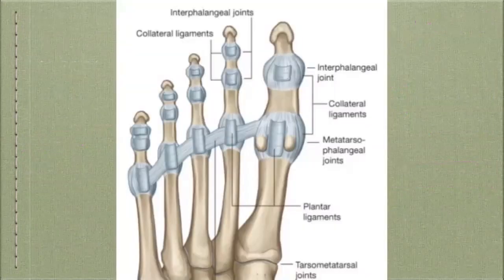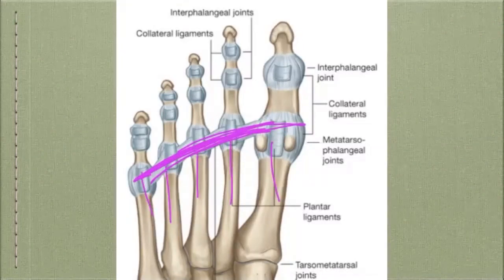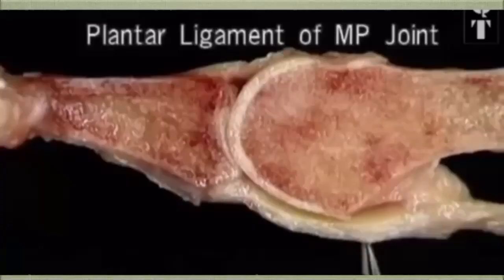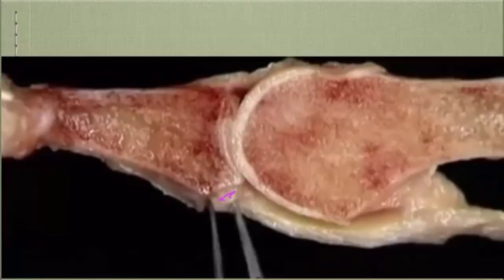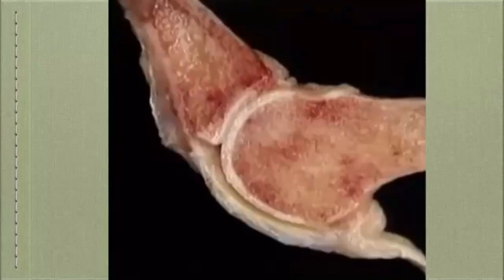You see, this is the deep transverse metatarsal ligament, right? These are the plantar ligaments, thickening of the capsule. It is firmly attached to the phalanx and loosely attached to the metatarsal head. Observe that. This is the firm attachment to the phalanx. That is why if the phalanx is extended, the plantar ligament also moves along with the phalanx, right?